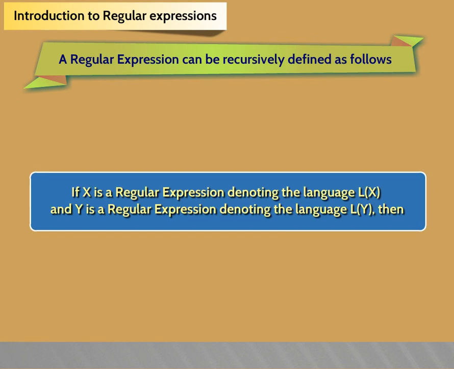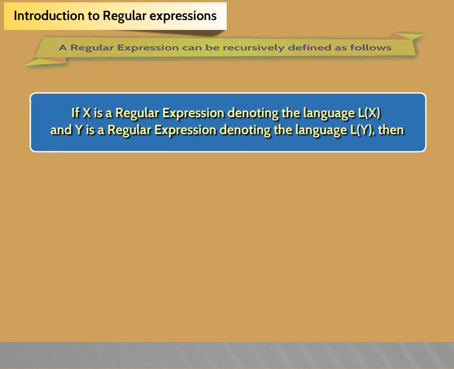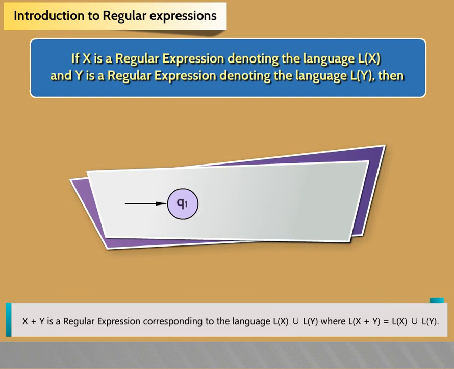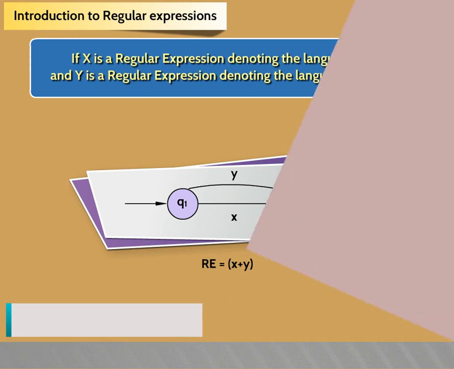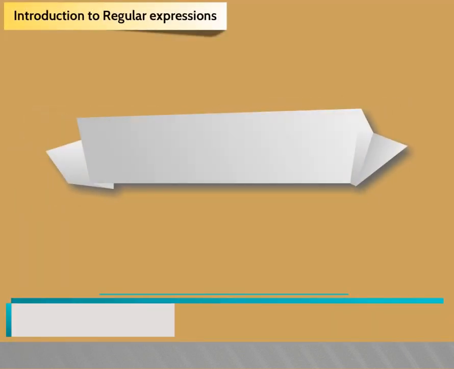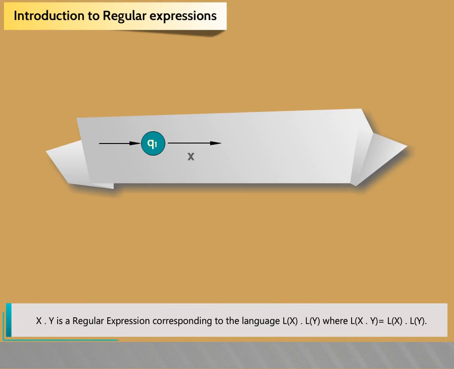If x is a regular expression denoting the language L of x and y is a regular expression denoting the language L of y, then x plus y is a regular expression corresponding to the language L of x union L of y, where L of x plus y is equal to L of x union L of y. X into y is a regular expression corresponding to the language L of x into L of y, where L of x into y is equal to L of x into L of y.